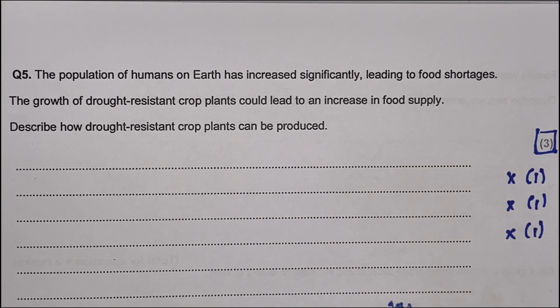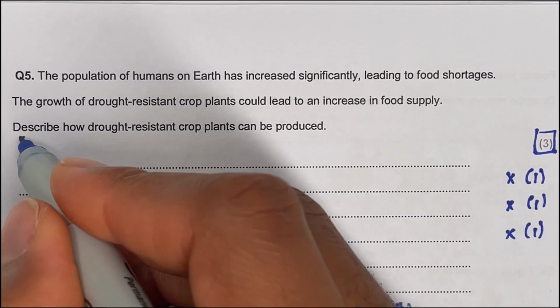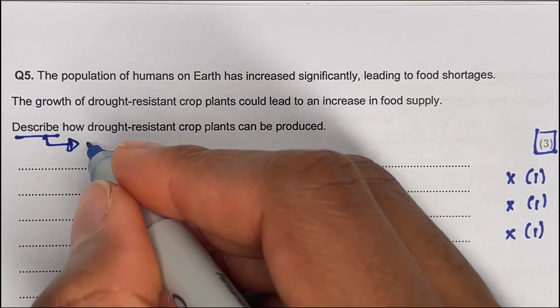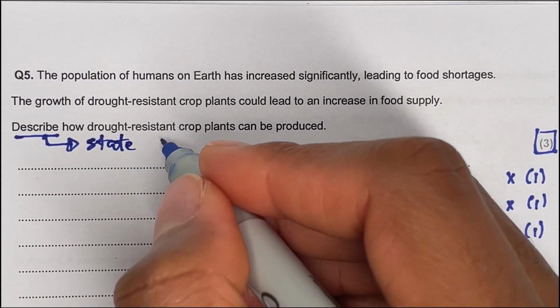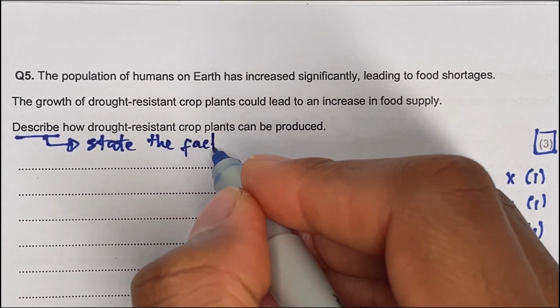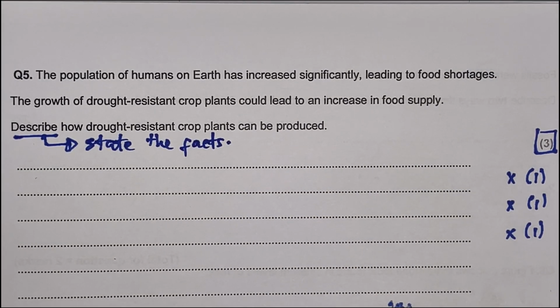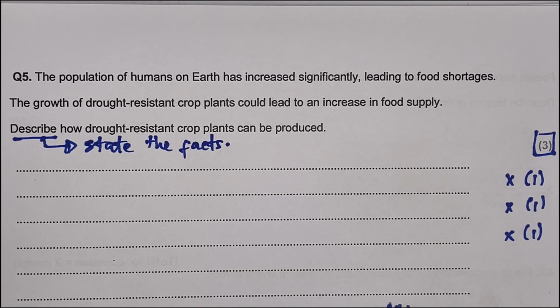Step 2. The command word. Describe, what does it mean? Command word, describe, states the facts. State the facts about how drought-resistant crop plants can be produced.